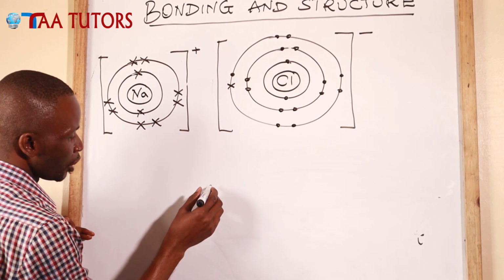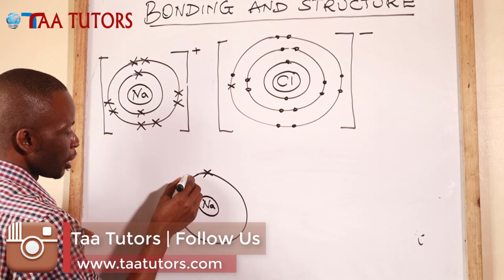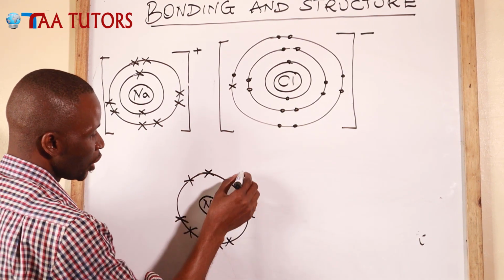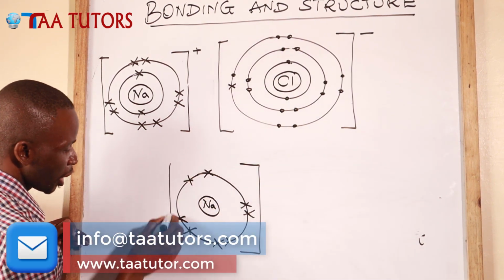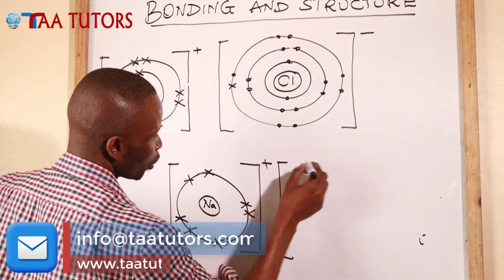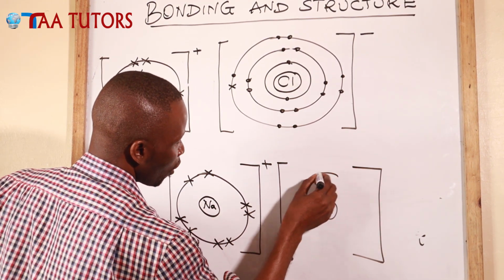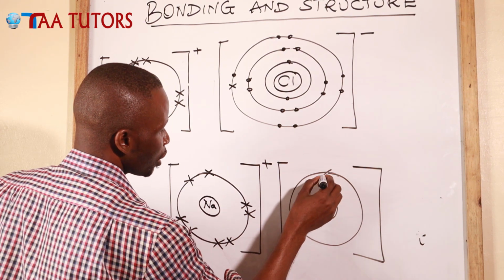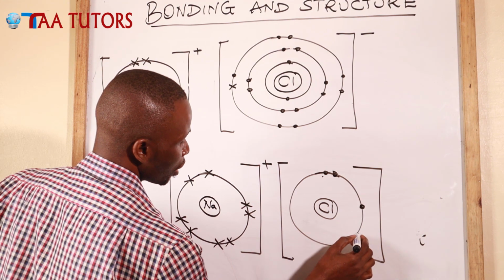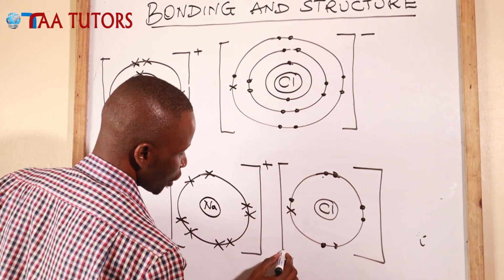So in a short way, I'll just do this and say that this is the sodium ion. I only indicate the outer energy shell. And for the chloride ion as well, I'm also going to indicate the outer energy shell only, so that we said it is going to be dots for electrons of chlorine, and finally a cross.